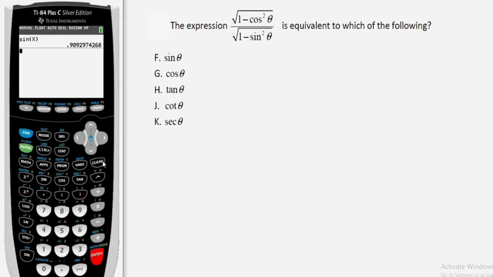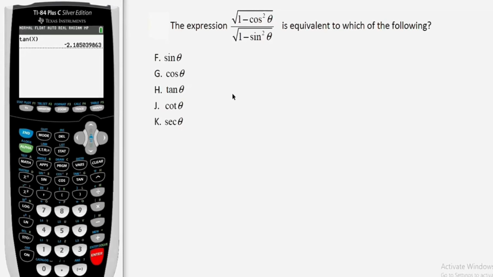Now, let's check option G. So we have cos theta, which is cos x. Now, let's check option H. Tan theta, which is tan x. Close the bracket, press enter. Minus 2.185. Guys, it has to be option H.